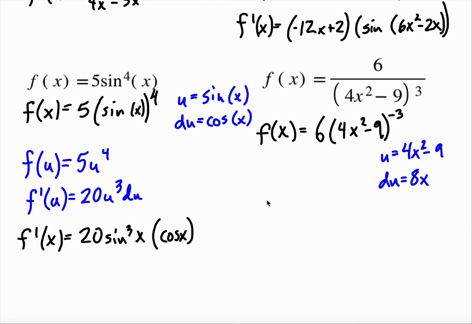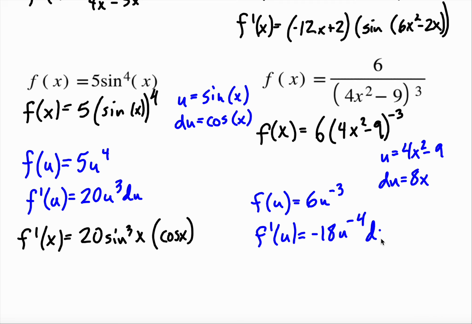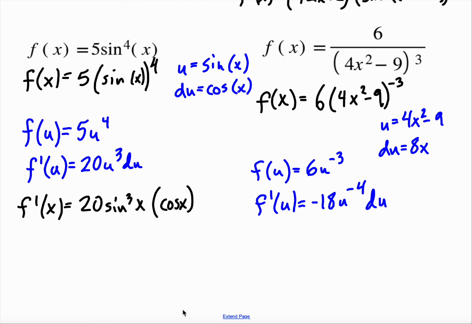If I think of it in terms of u, first we have 6u to the negative 3. So we bring that negative 3 down front when we take the derivative. Negative 3 times 6 is negative 18. We've got to subtract 1, which means negative 3 minus 1 makes this negative 4 du. Okay, so let's write this in terms of x, and we're almost done here.